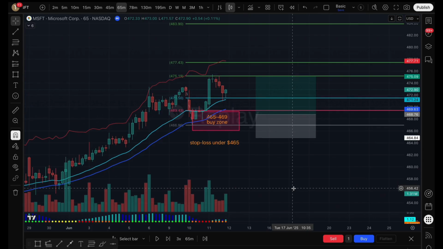So this is the TTM squeeze. I hope this video helps you guys. I hope that you guys are seeing the power in this indicator.